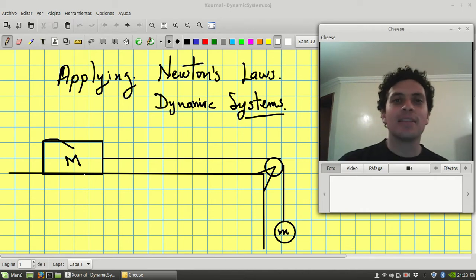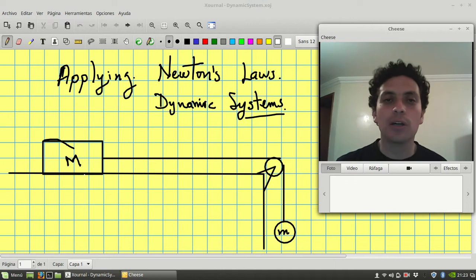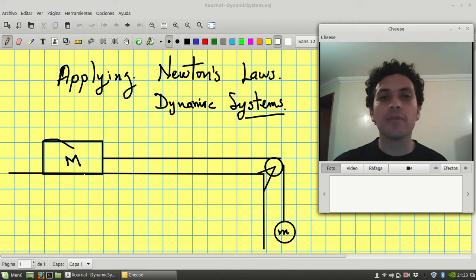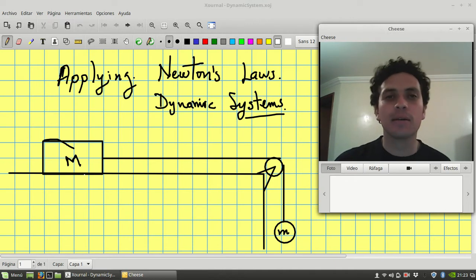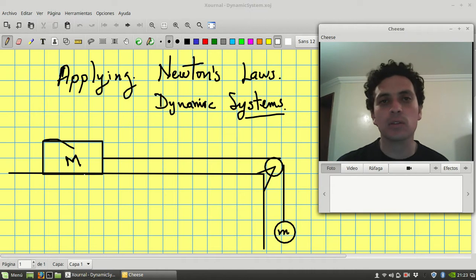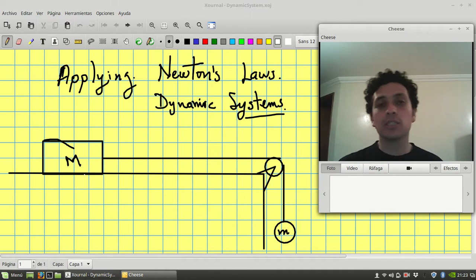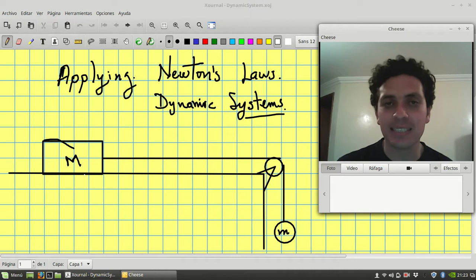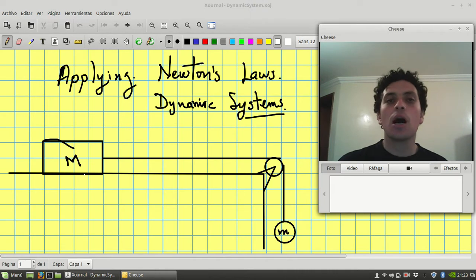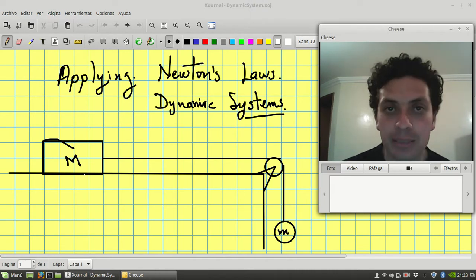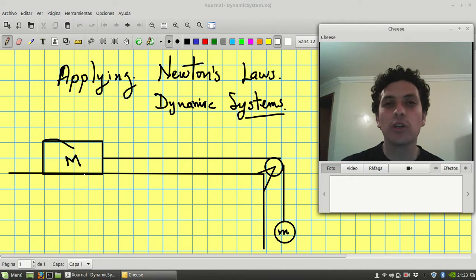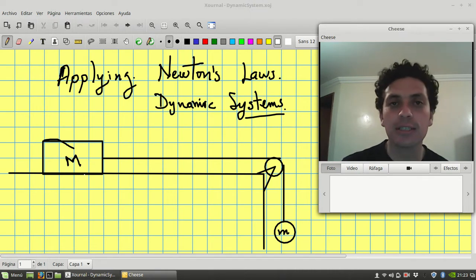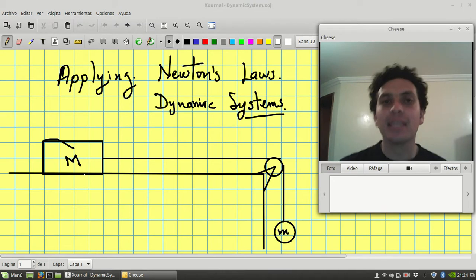Sometimes the use of Newton's laws is quite simple, even for some systems that seem a little bit difficult. The important part is to think in terms of a system and not in terms of objects. So this is what we're going to do in this exercise. We're going to use a dynamic system to find the acceleration of the system in a simpler way.